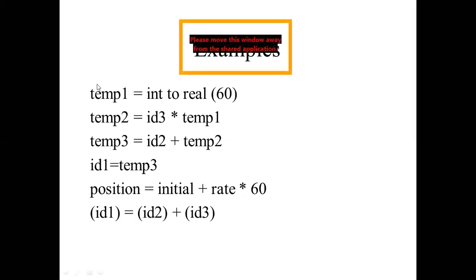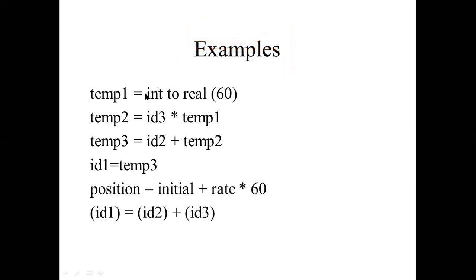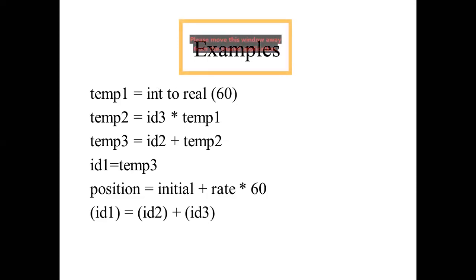Here we are considering temp1 is equal to int2real 60. So here this number may be an integer or real. This int2real number we are going to store in temp1. This is the temporary variable, or we can say the temporary register. In that register we are going to hold, or store, this value.